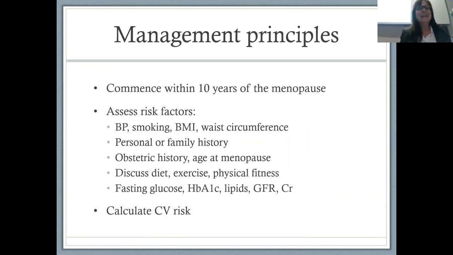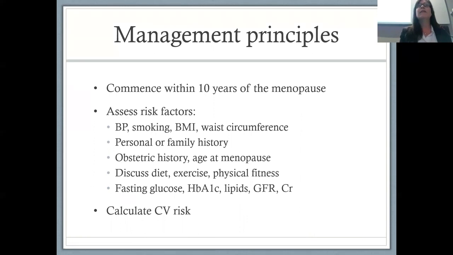I can talk louder. So management principles. Start hormone replacement therapy within 10 years of the menopause, and that's certainly something we recommend now. Nothing after 10 years, because the cardiovascular risk has a significant uptick after 10 years.